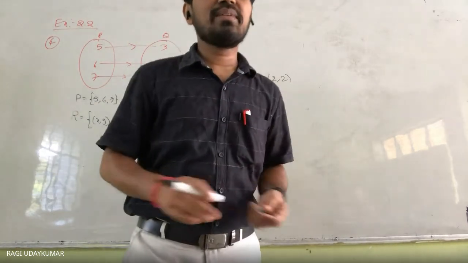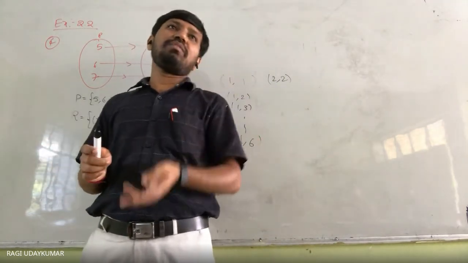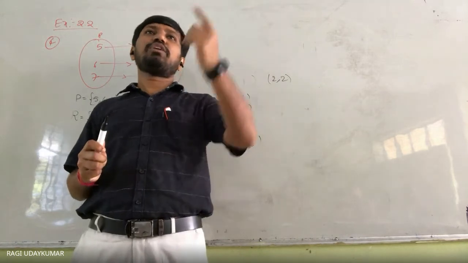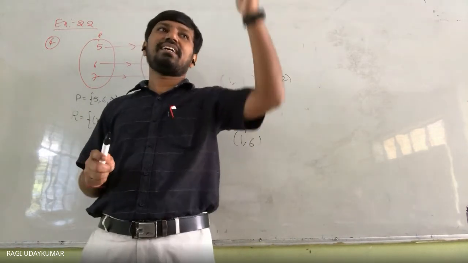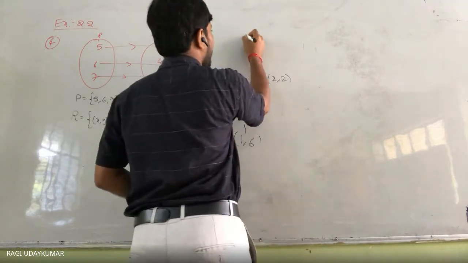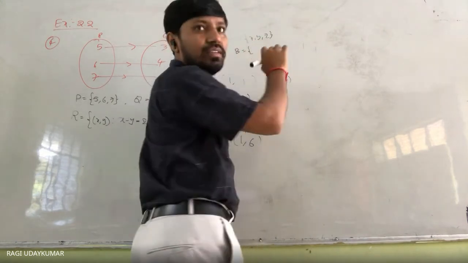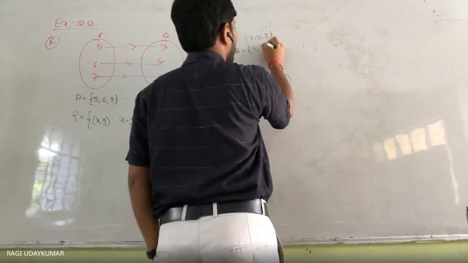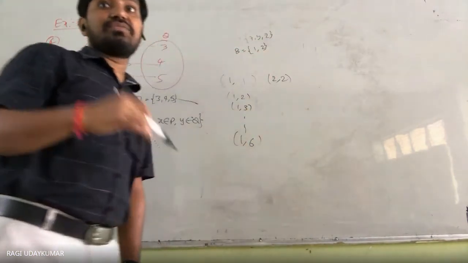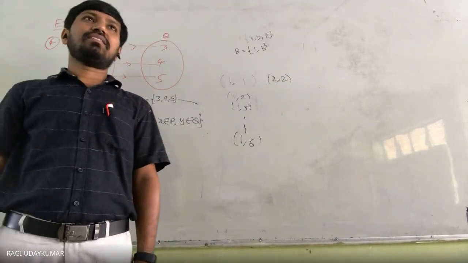Next, 8th question is also very simple here. Set A is having x, y, z. Set B is having 1, 2. Find the number of relations from A to B. First set में 3 है, second set में 2 है. Number of relations कितना होगा?